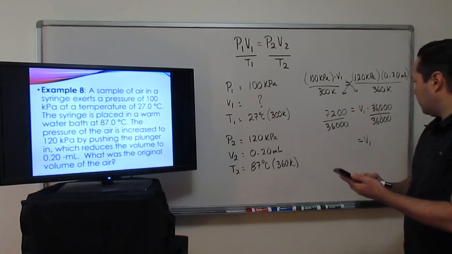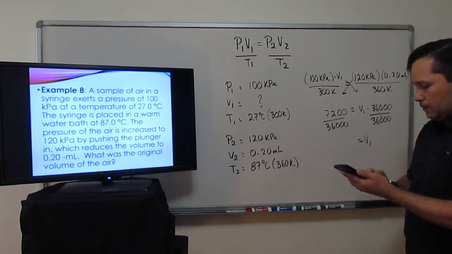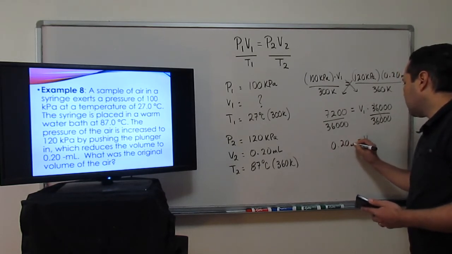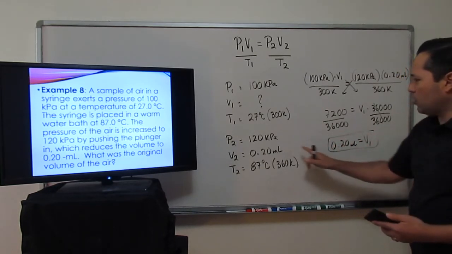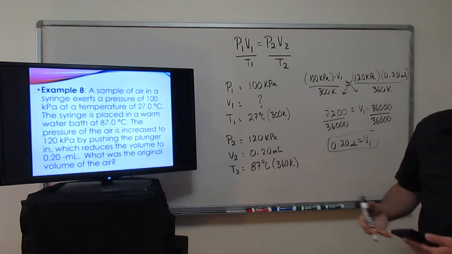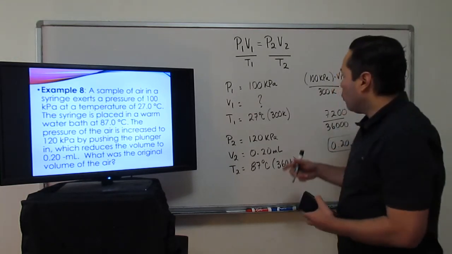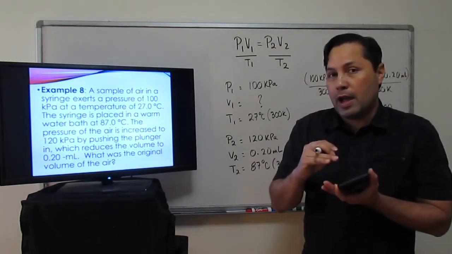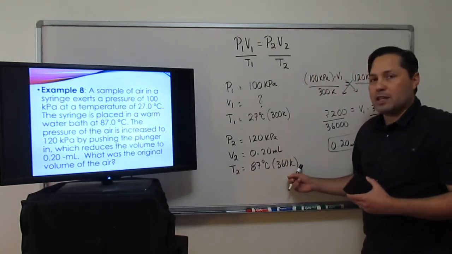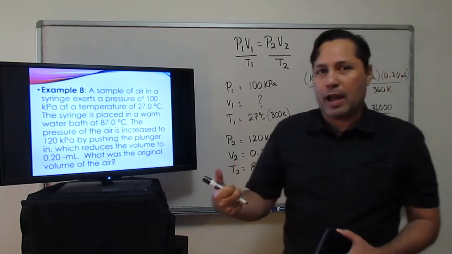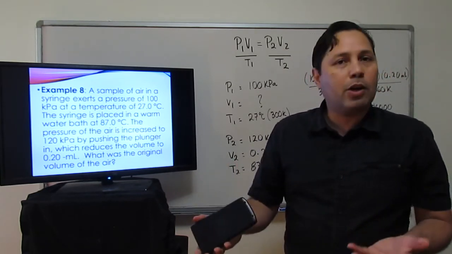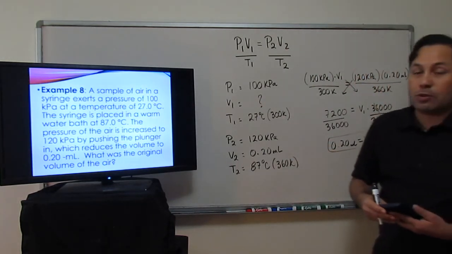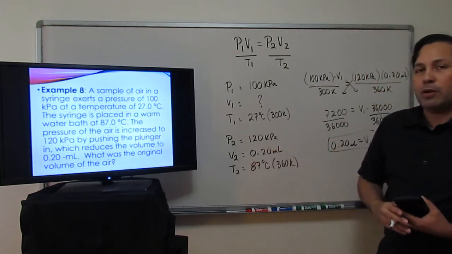Let me double check that. 0.2 milliliters. I double checked that because I just noticed that is the same value. And yeah, it happens. Although we increase the pressure, and increasing the pressure reduces the volume of the gas, we also increase the temperature, and that expands the volume of the gas. And so they ended up balancing each other out, and we ended up with the same volume that we started with. So that's the answer for number 8.